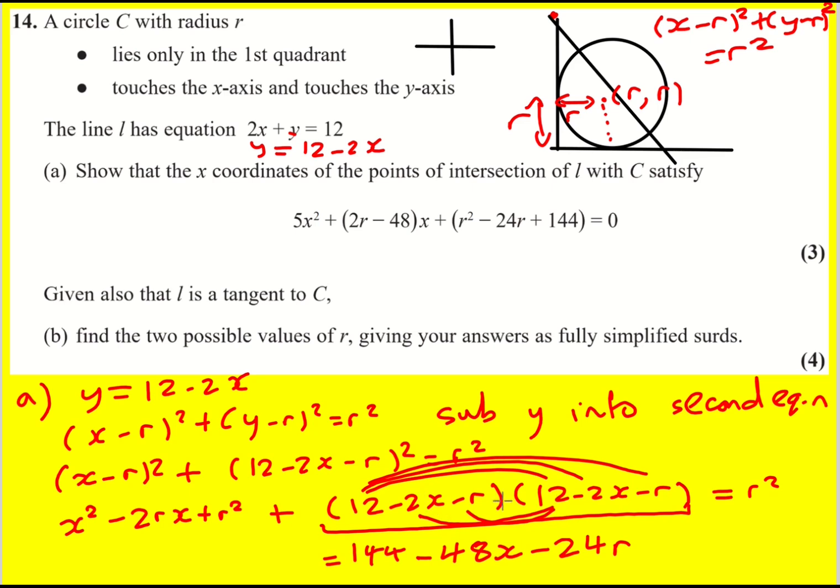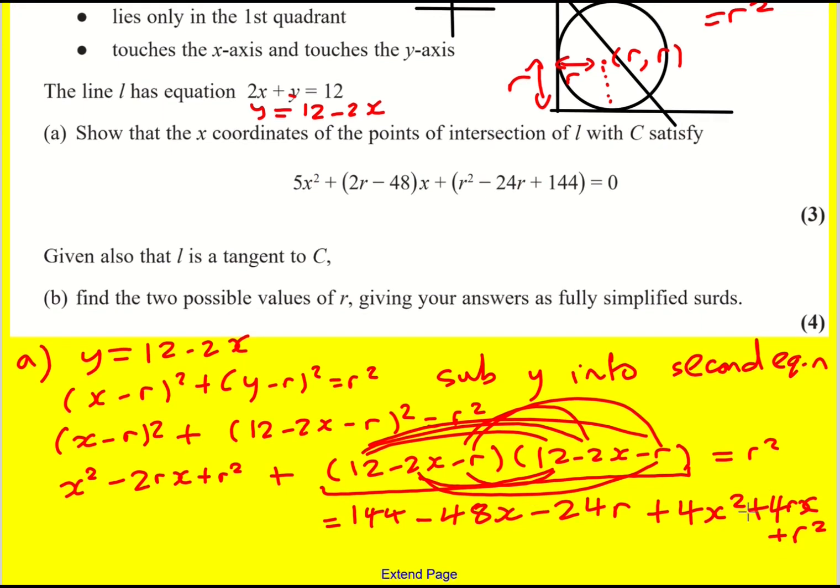Then minus 2x times 12 I've dealt with. I'm going to get a minus 2x times minus 2x. That's 4x squared. And then a minus 2x times minus r, and then one later on. Oh, not that one though. So that will actually give me plus 4rx. And then the only term I've not dealt with is this one here, plus r squared.